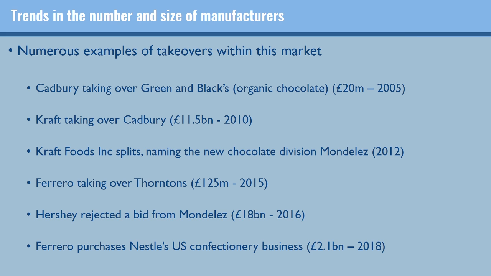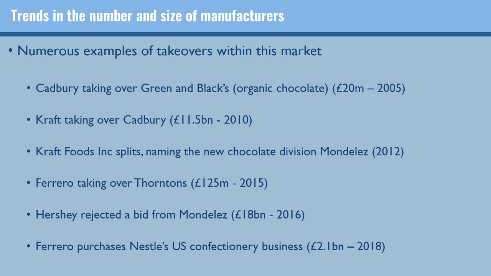Cadbury took over Green and Blacks in 2005. That cost roughly £20 million, depending on where you find your figures, they tend to change. Green and Blacks are an organic chocolate manufacturer, so Cadbury started to try and go into the organic chocolate market a little bit then. And then Kraft took over Cadbury's in 2010 for roughly £11.5 billion. So that's obviously a massive, massive takeover.